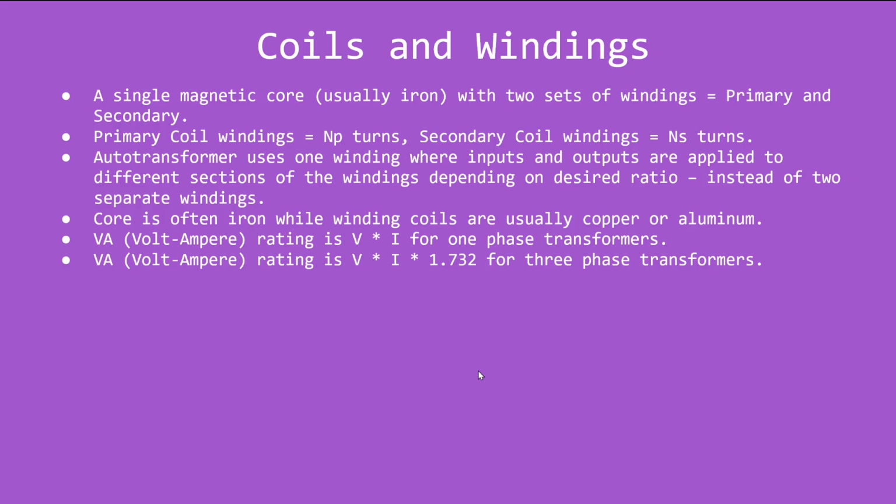You've got primary coil windings or NP turns. You've got secondary coil windings or NS turns. But with an auto transformer, you just use one set of windings where the inputs and outputs are simply applied to different sections of the windings depending on what desired ratio you want, instead of there being two windings. The core is often iron, and the winding coils are usually copper or aluminum.